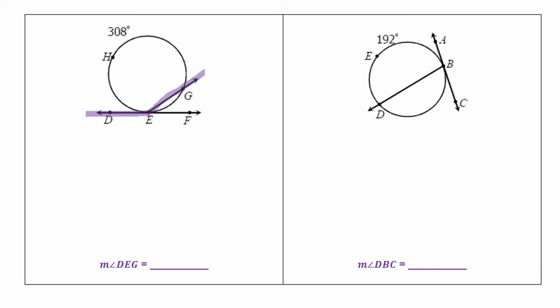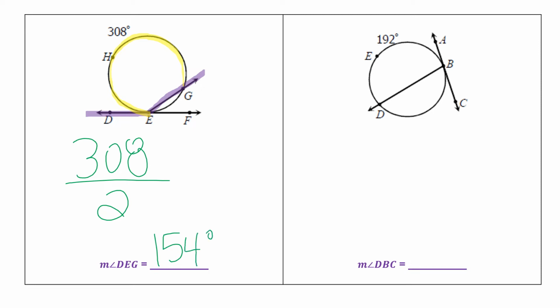Well, it intercepts starting at the vertex E, all the way through H, all the way through to point G, is where it stops. And that arc EHG has a measure of 308 degrees. So the measure of angle DEG will be half of 308. So I'm just going to do 308 divided by 2, which is equivalent to 154 degrees.